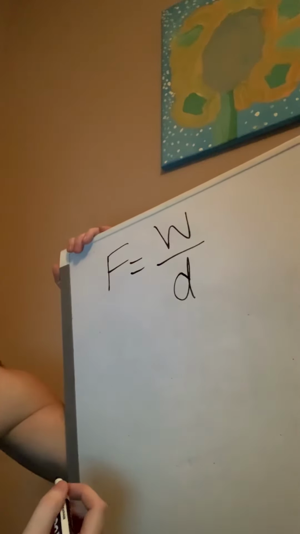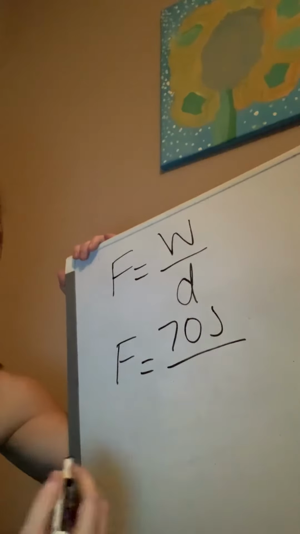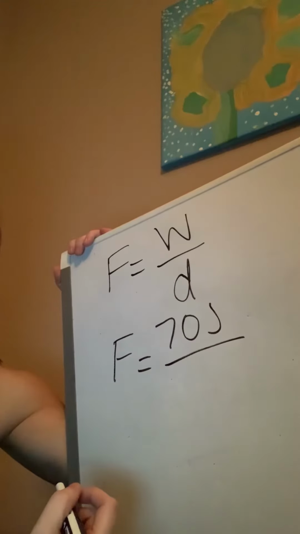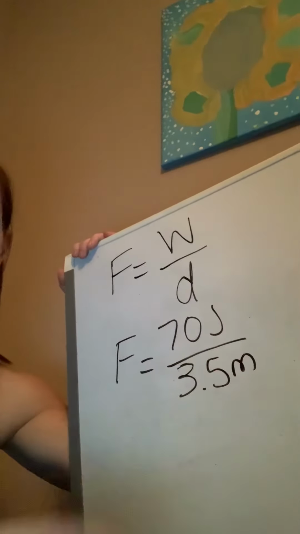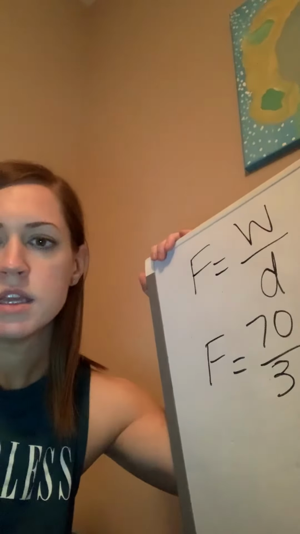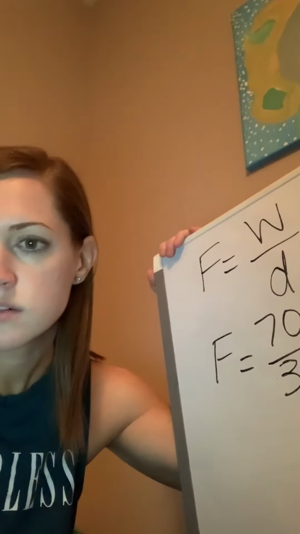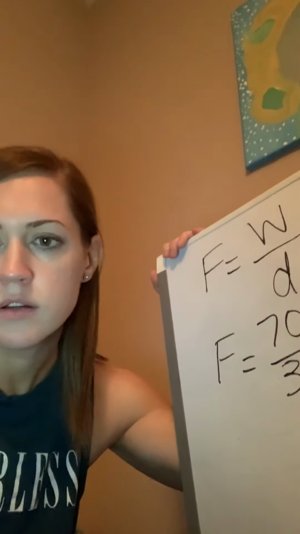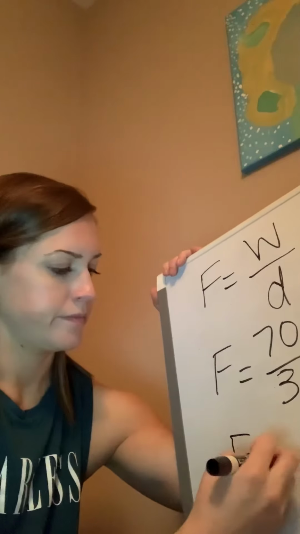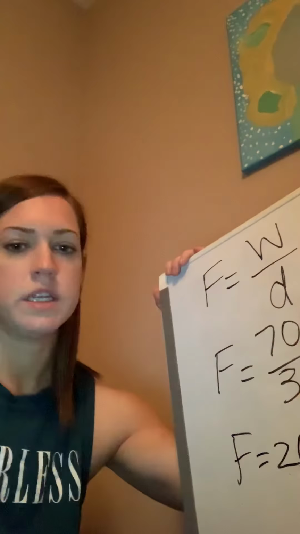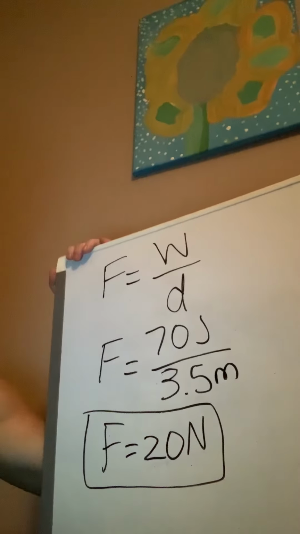Alright, so the amount of work being done is 70 joules divided by our distance, which is 3.5 meters. So we punch that into the calculator. It's 20 newtons. Okay, that is our answer for number 5.